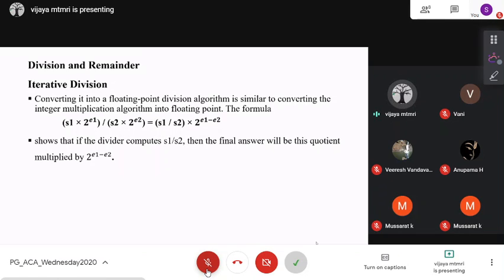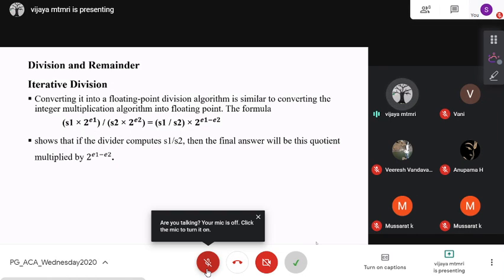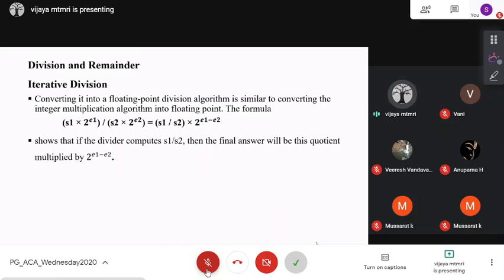Next, the first step is to compute the exponent of the result by subtracting the exponents. First, we have to subtract the exponents, then divide the mantissa and decide the sign of the result. Then we have to go for the mantissa. The mantissa is nothing but, here we have S1 times 2 to the power of e1. S1 is the mantissa and e1 is the exponent. Divide the mantissa and decide the sign of the result.